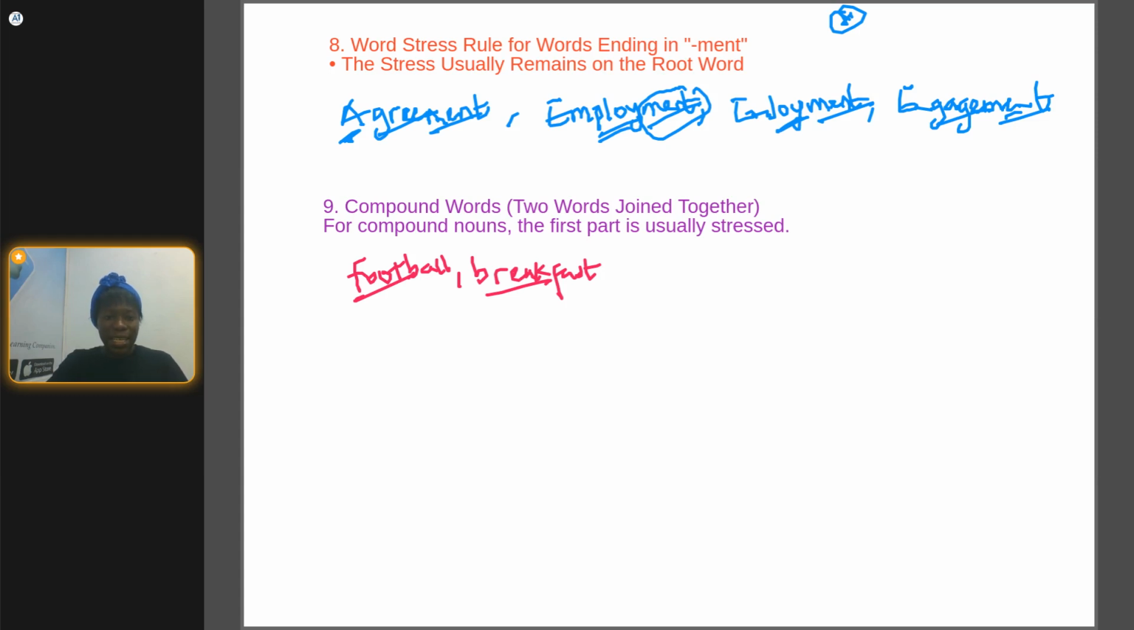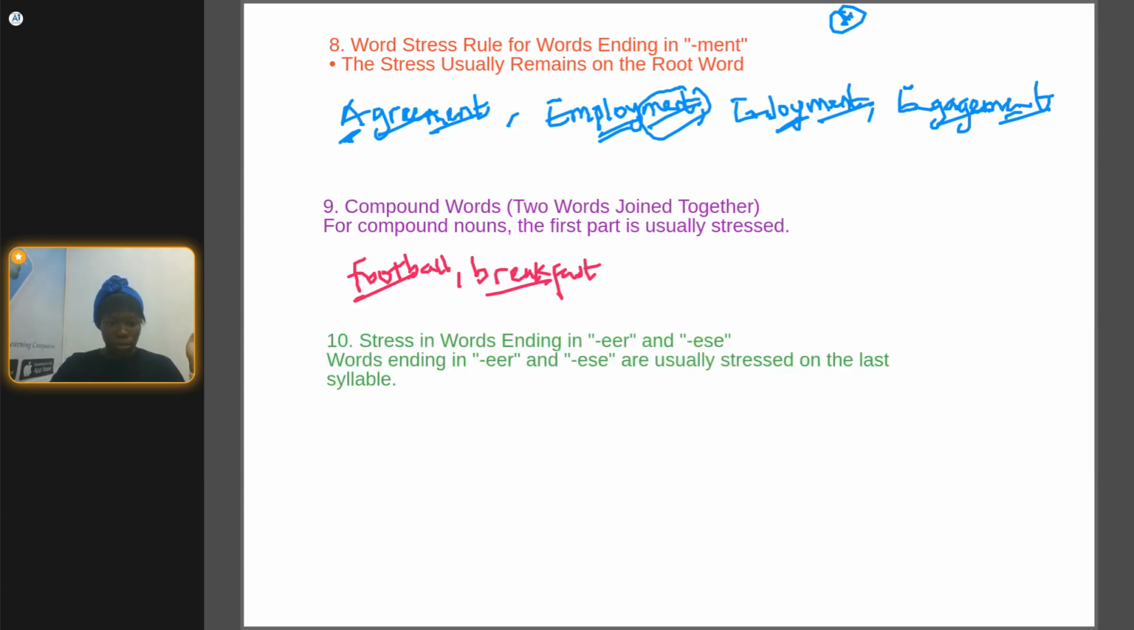or ESE. EER or ESE. Okay, trying to add that on the board. EER or ESE. Rule number 10. Okay, so words ending in EER or ESE are usually stressed on the last syllable. Okay, usually stressed on the last syllable.